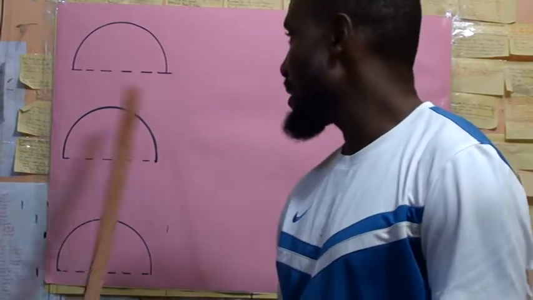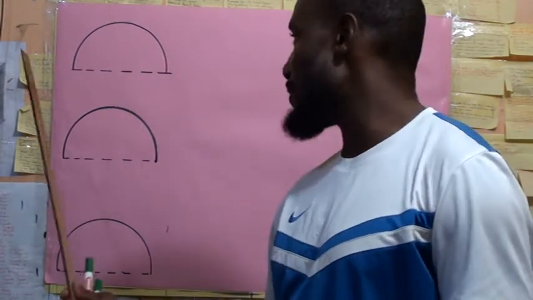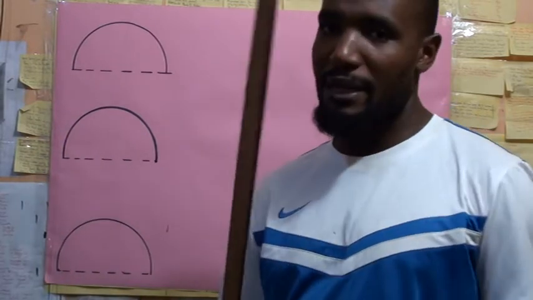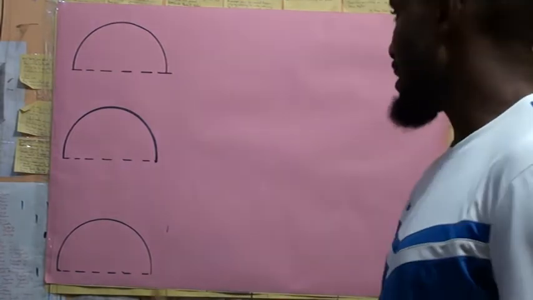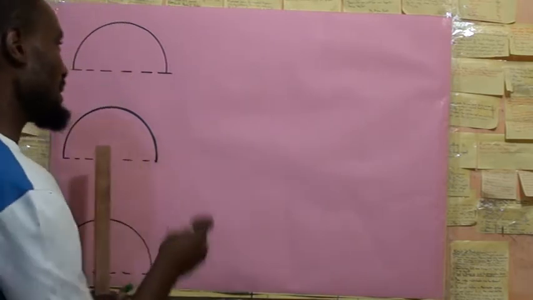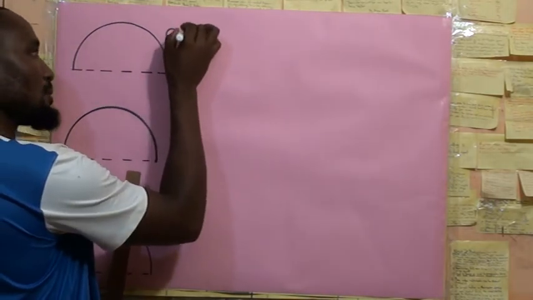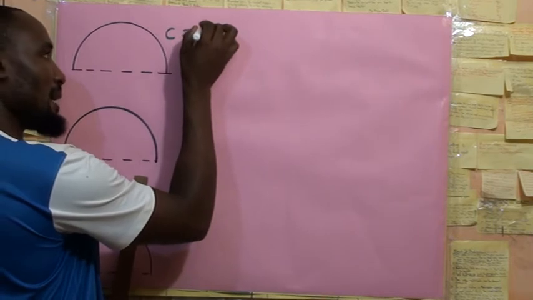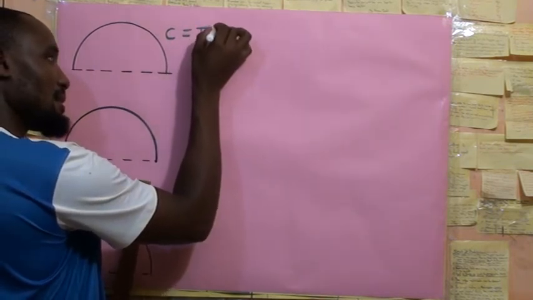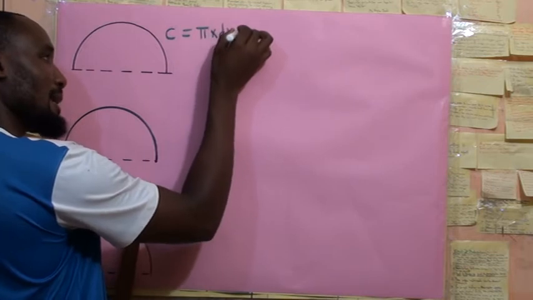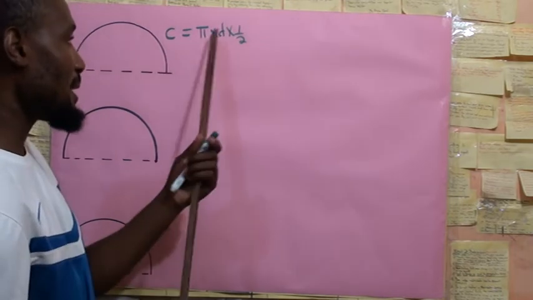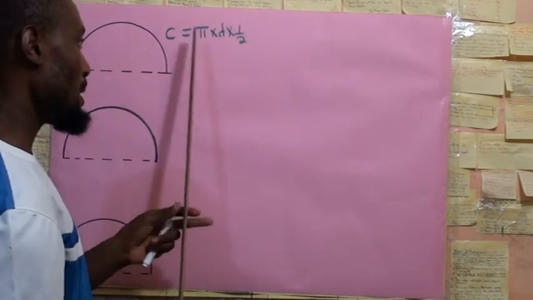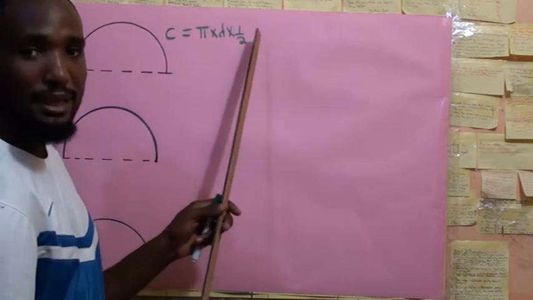Now, from what I said in the other video, this is a semicircle that doesn't have complete lines. And if it doesn't have complete lines, the perimeter or the circumference is very simple. I say the circumference is equal to pi times diameter, then multiplied by a half. Somebody else might say a half times pi times d. It's correct, but for me, I wish we could use pi times diameter times a half.